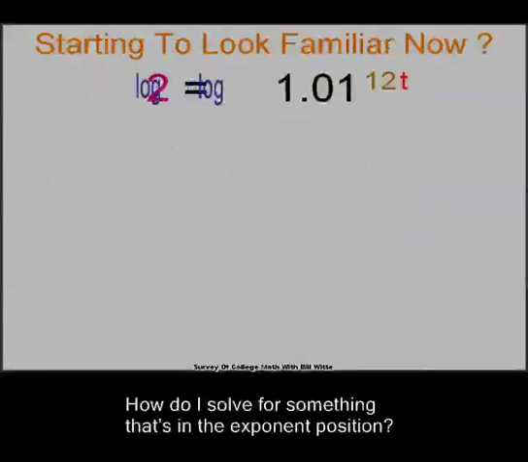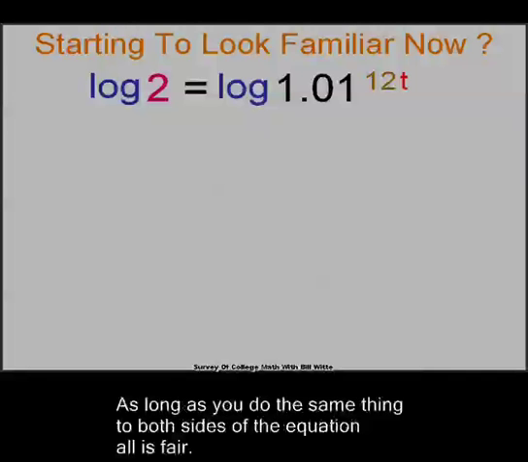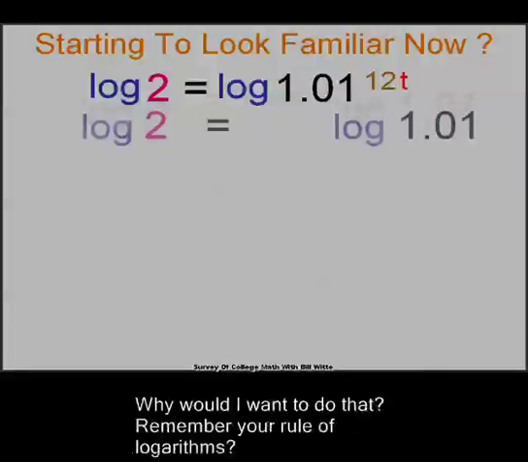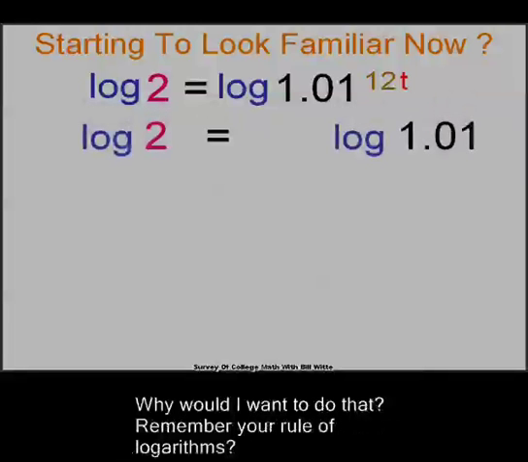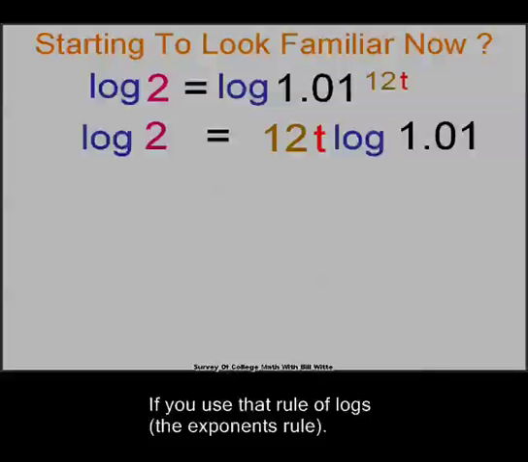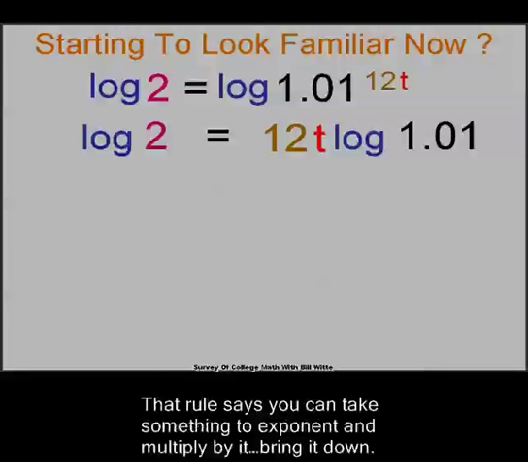Well, here's someone who can help you. As long as you do the same thing to both sides in an equation, it's fair. And this is the big kicker. We're going to take the log of both sides. Why would I want to do that? Remember your rule of logarithms. If you take the log, where's another place I can put that 12t? Well, now you've got it. The rule of logs says you can take the exponent of something inside a log and multiply by it, bringing it down in front. Well, now it's down in front.